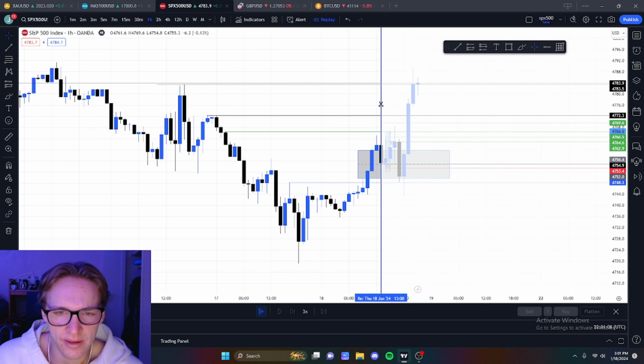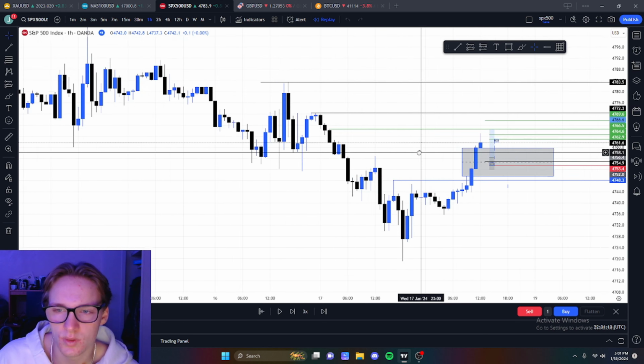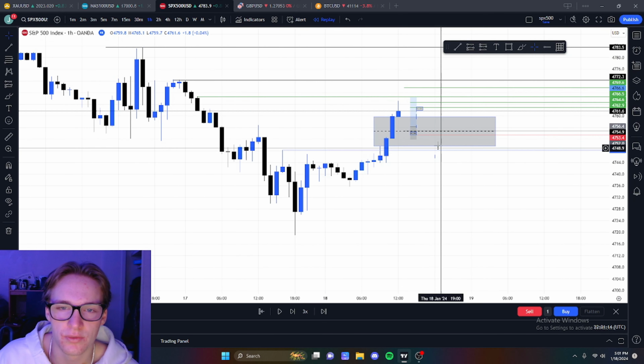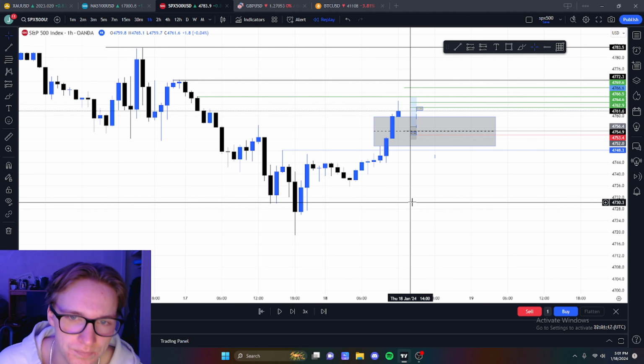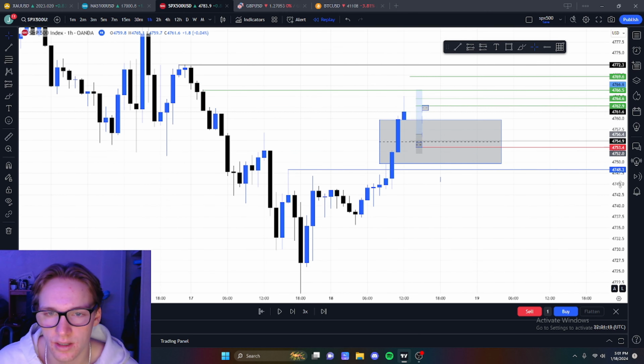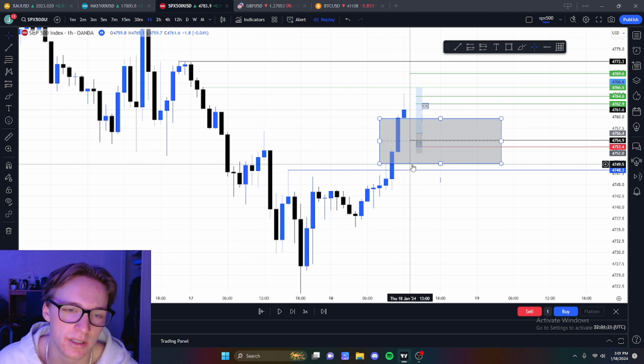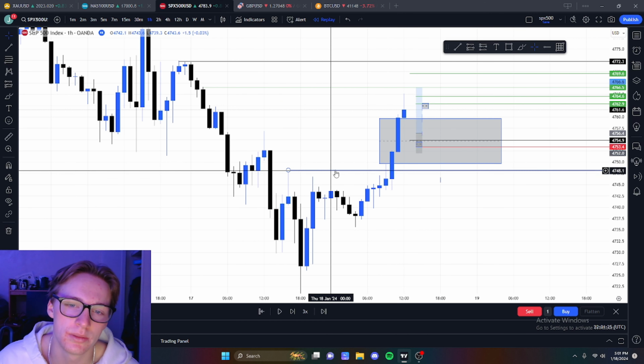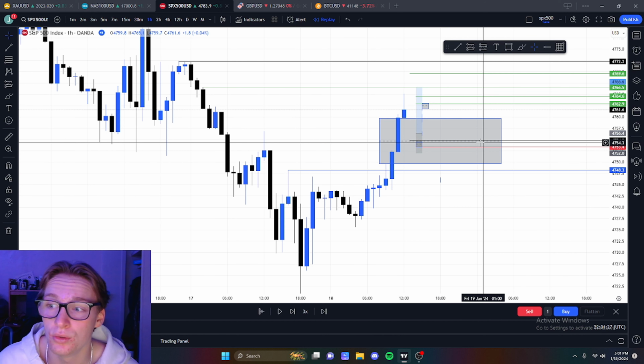So, let me rewind this. Okay. So drop it down to the hourly. This is before market open today. We see an hourly bullish fair value gap right here. We have an hourly order block marked out by this blue horizontal ray.